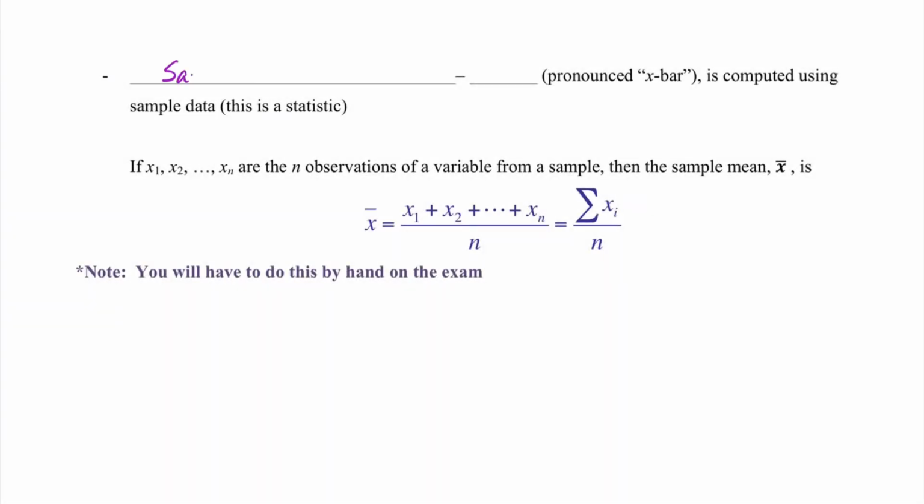Next we have our sample mean, which we call x bar. This is computed by using the sample data, which makes this a statistic. If x1, 2, all the way up through n are our n observations of a variable, then the formula we use that you see there is x bar, and it looks just like what we had for the population mean, except now we're dividing by the sample size, which is a bit of a technicality at the moment, but we'll elaborate more on this later. Make sure we realize we will have to do this by hand on the exam though, like you see on your notes.